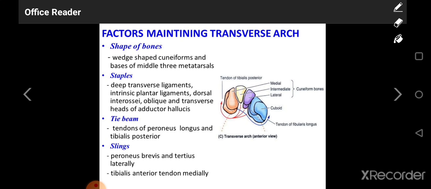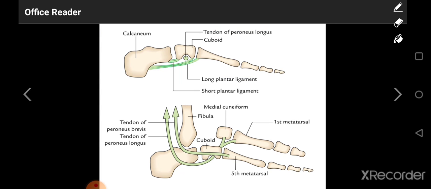The factors which maintain the transverse arches include the shape of the bones. Again, it is wedge-shaped: the cuneiforms and the bases of the middle 3 metatarsals. The staples include the deep transverse ligament, intrinsic plantar ligaments, dorsal interossei, and the oblique and transverse heads of the adductor hallucis, and the tie beams include the peroneus longus and the tibialis posterior. The slings are the peroneus brevis and tertius laterally and the tibialis anterior tendon medially. So these are the slings and the staples.